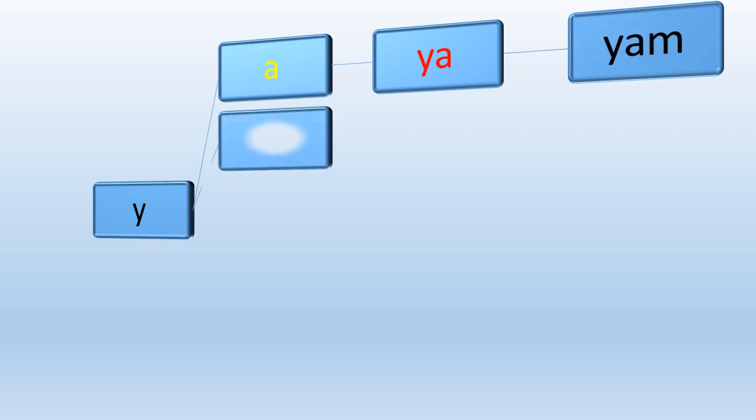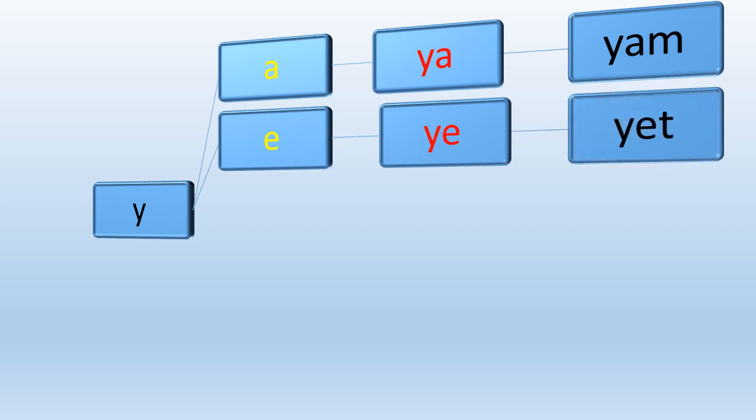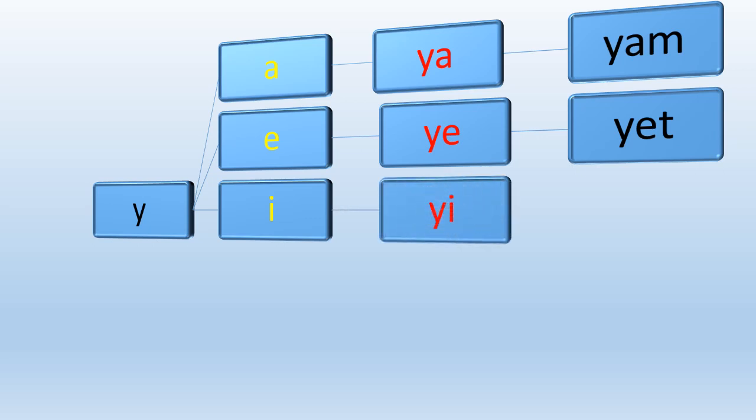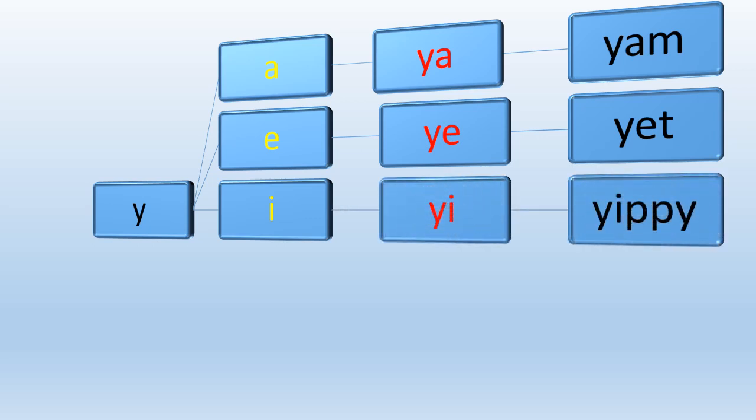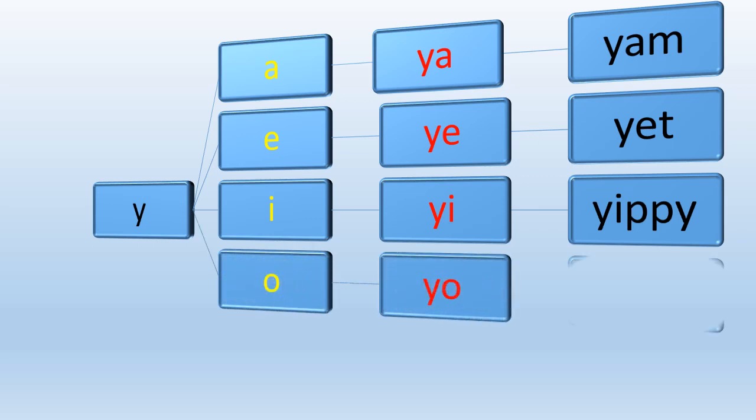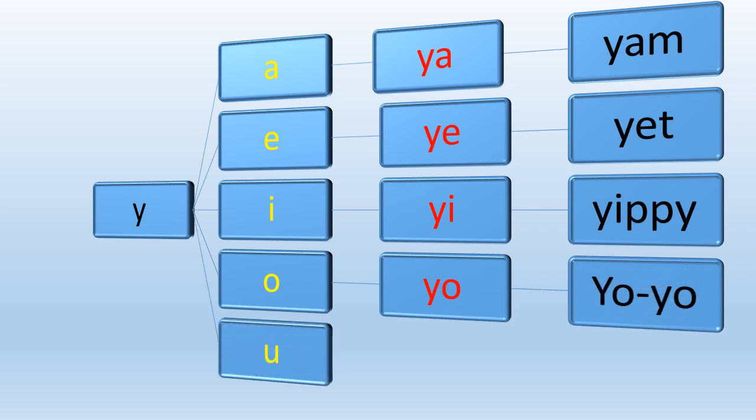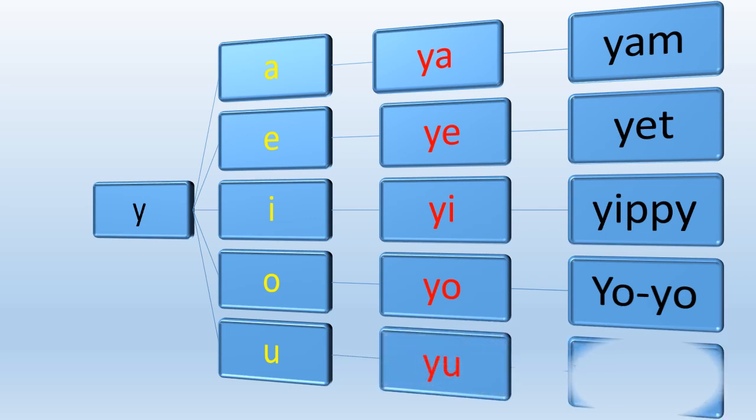The next letter is Y. Y, A, Ya, as in yam. Y, E, Ye, as in yep. Y, I, as in yippy. Y, O, Yo, as in yo. Y, U, as in yummy.